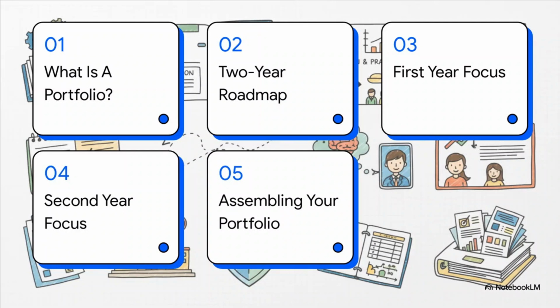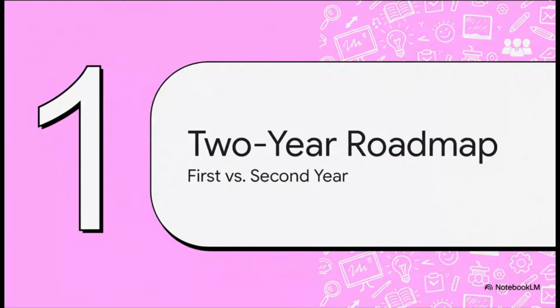So, here's our game plan. We'll start with the basics of the portfolio, then we'll look at the big picture roadmap for your 2 years. After that, we'll zoom in on year 1, then year 2, and finally, we'll talk about how to put all those pieces together. Okay, let's start with that 2-year roadmap. It is so important to get this straight.